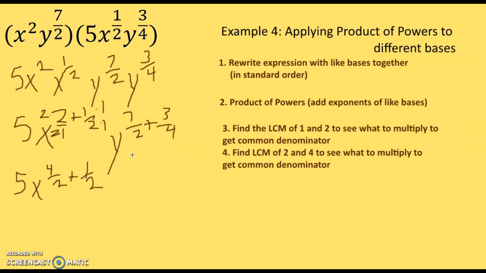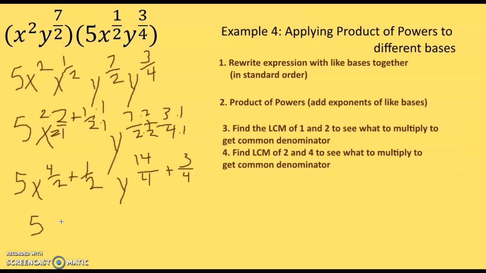And then we'll do the same thing with the 2 and the 4 here. The least common multiple of 2 and 4 is 4. 2 times 2 is 4, so we're going to multiply these by 2 to get 4, and we're going to multiply this fraction by 1 to get 4. So we're going to write that times y to the 14 over 4 plus 3 over 4. Combine the like terms here, and then you get your simplified expression.